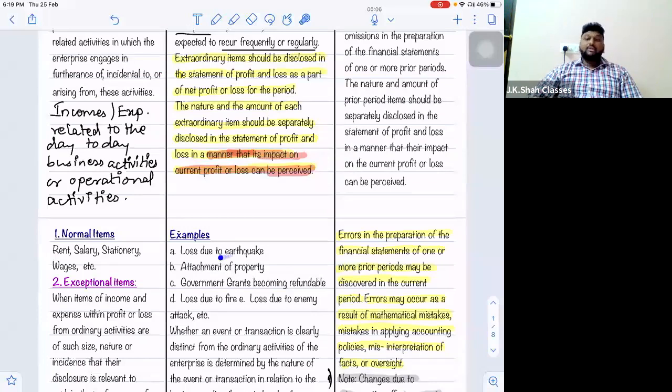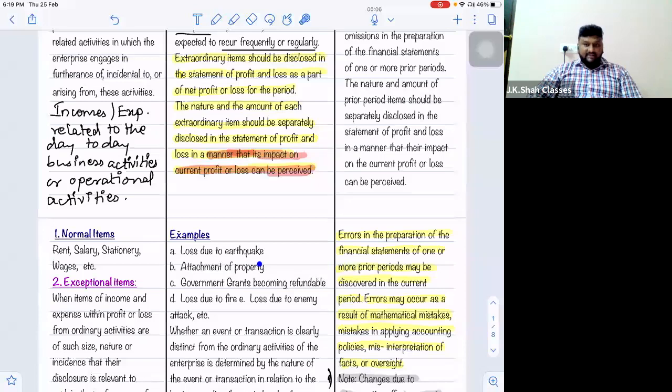Attachment of property. Now, what do you mean by attachment of property? Now, you might be aware that if you don't pay your income tax due, or if you don't pay your GST dues, or you don't pay your property taxes, government has the authority to attach your property. They will attach your property, they will sell off your property and recover the dues. That is called attachment of property.